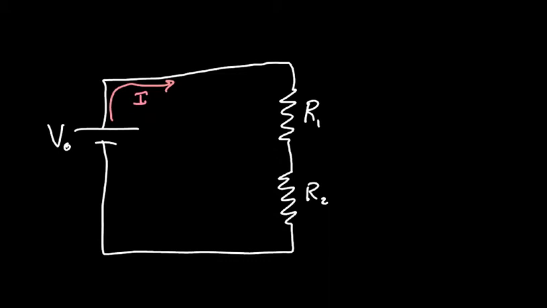Now in a circuit like this, we have resistors arranged in such a way that if we followed one charge around the circuit, it would go through one resistor, and then it would go through the other resistor, and then back to the battery here. We could have a whole bunch of them lined up in a row like this, and it would go through one, and then through the next one, and then through the next one after that.